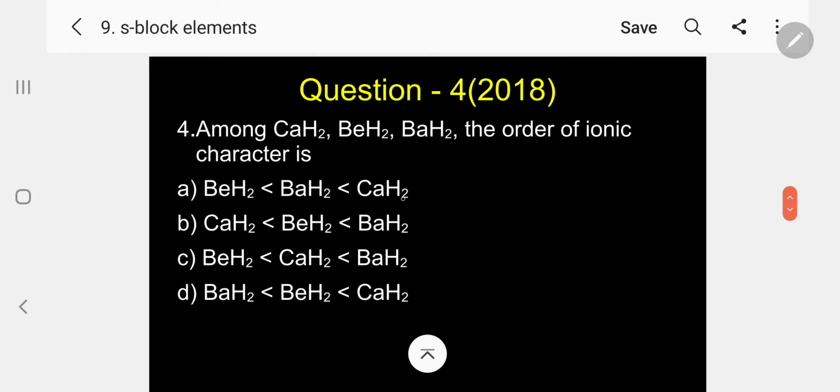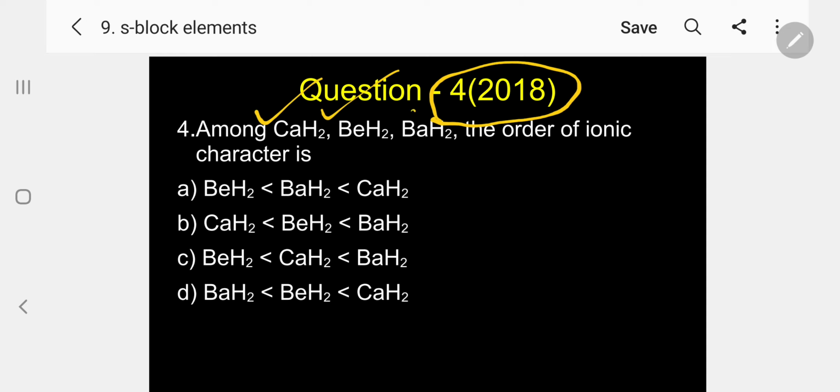Let me go to question number 4, asked in 2018. Among calcium hydride, beryllium hydride and barium hydride, the order of ionic character is. Again, the question is very simple and direct. Almost all questions in inorganic chemistry are direct; only in physical chemistry is there problem solving, and in organic there is some logic to think of.